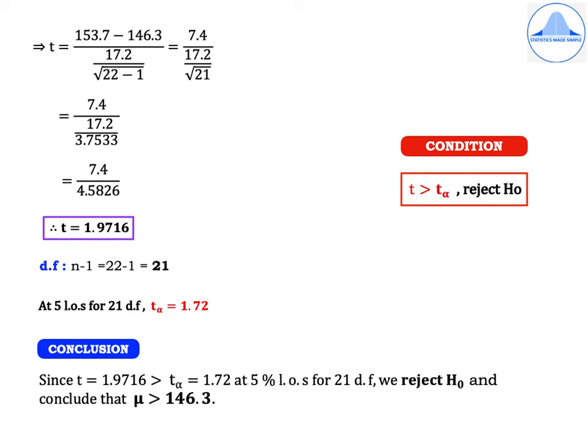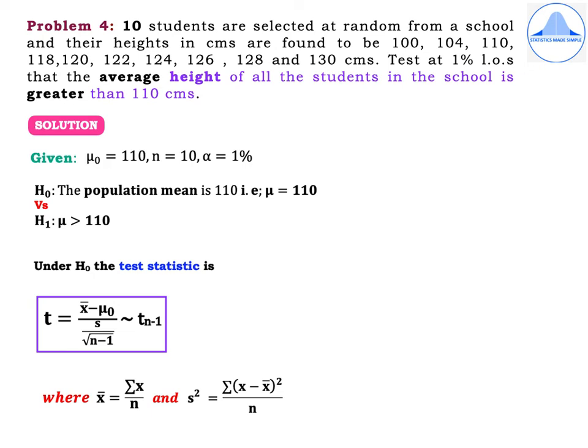Problem 4. 10 students are selected at random from a school and their heights in centimeters are found to be 100, 104, 110, 118, 120, 122, 124, 126, 128 and 130 centimeters. Test at 5% level of significance that the average height of all the students in the school is greater than 110 centimeters.